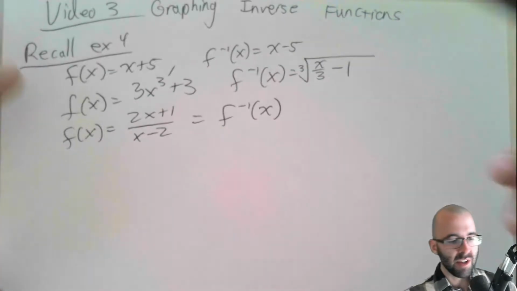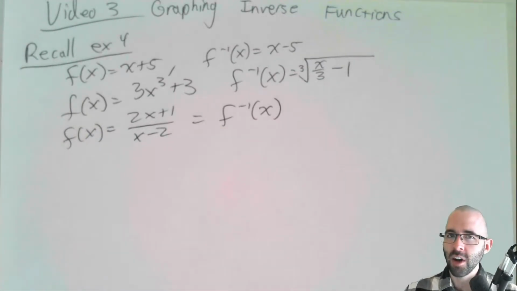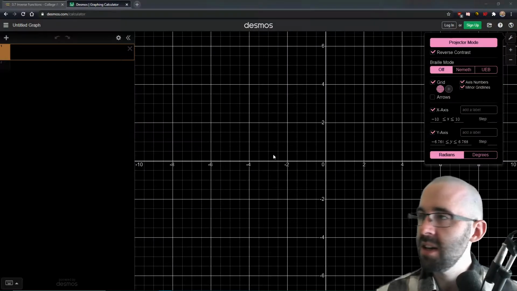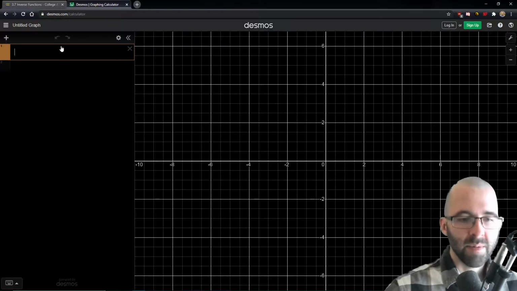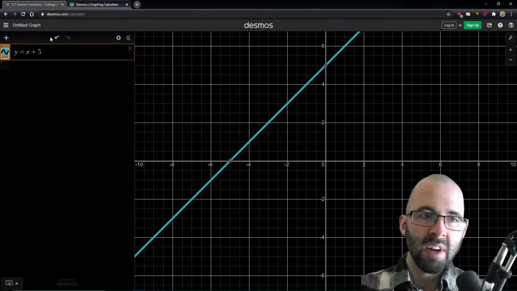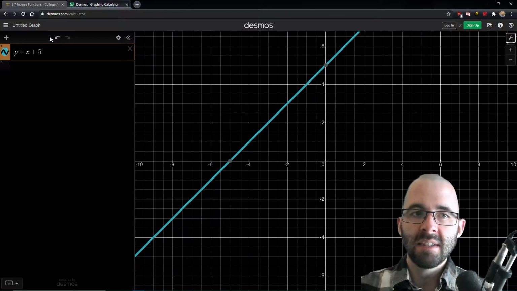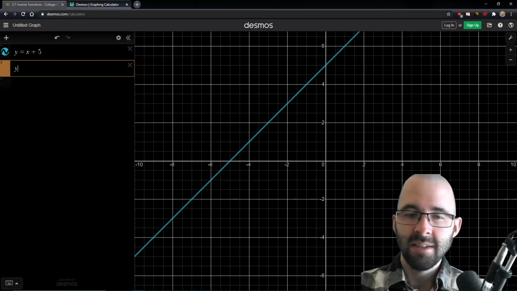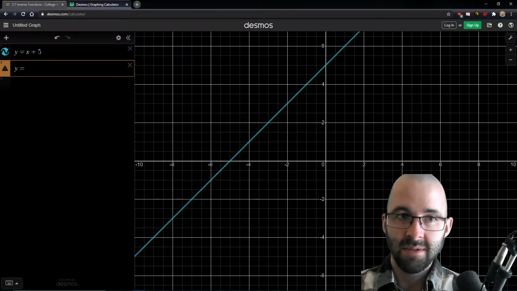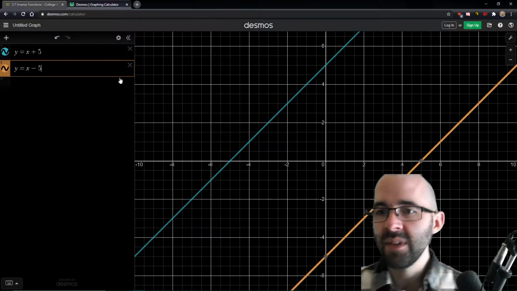But we found these 3 inverse functions. Let's look at what this looks like. We're gonna go to desmos.com, again, a great resource. www.desmos.com. You can see it right here. And then let's graph some things. I graph x plus 5 and its inverse function, which is equal to x minus 5.